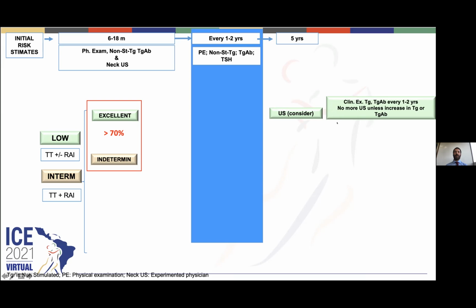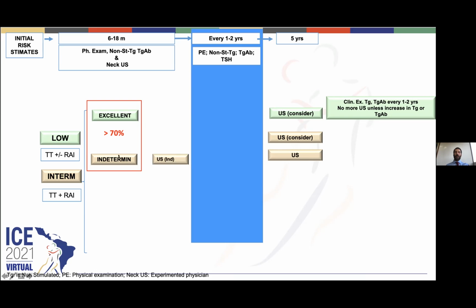Later, we have to follow this patient with clinical examination and thyroglobulin antibodies every 1 to 2 years, and no more neck ultrasound unless there is an increase in thyroglobulin or thyroglobulin antibodies. Also, before the 5 years, we can do neck ultrasound if we have increasing thyroglobulin or thyroglobulin antibodies. For patients with indeterminate response to therapy, but without indeterminate findings in the neck ultrasound, if we perform a neck ultrasound, we should do that at 5 years. Usually, if we do it before, it will not give us important or useful information and probably falsely positive findings.